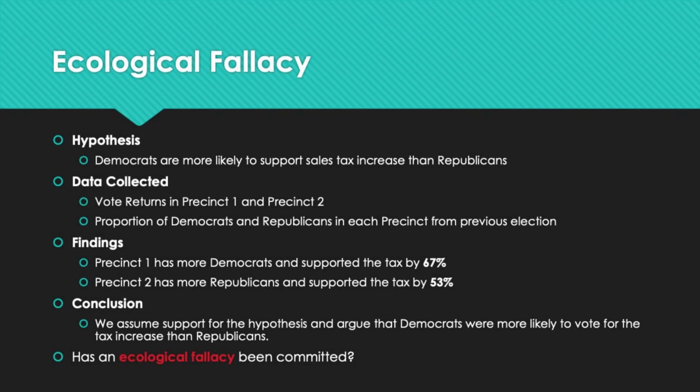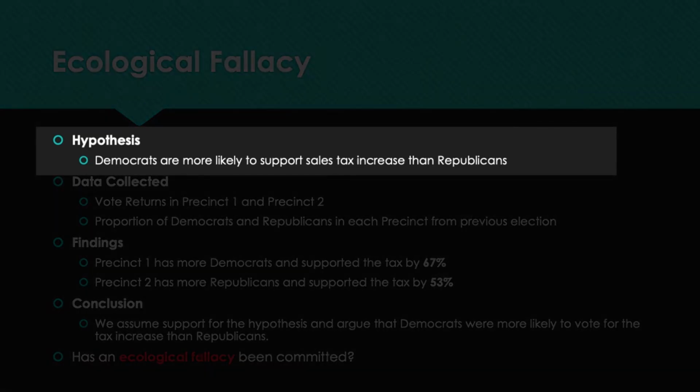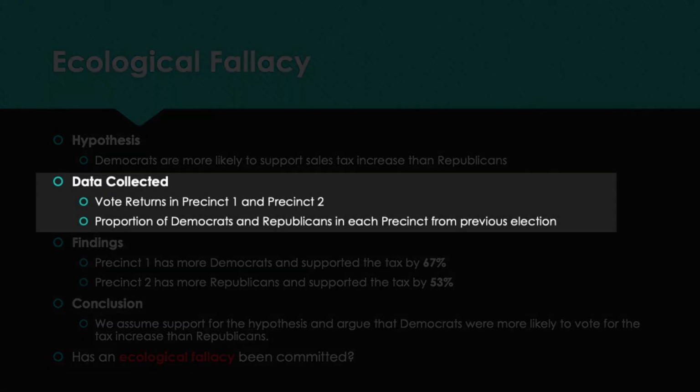So now let's talk about how things can get problematic with our ecological fallacies. That is, assuming that a relationship exists at the individual level just because a relationship exists at the group level. So let's say that this is our hypothesis. Democrats are more likely to support a sales tax increase than Republicans. There's a lot of literature and theory to support this. We know that Democrats generally favor larger government, and Republicans largely favor small government, less taxes, things of that nature. So we collected some data. We've got vote returns in Precinct 1 and Precinct 2. So this is an example straight out of your book. Let's see.